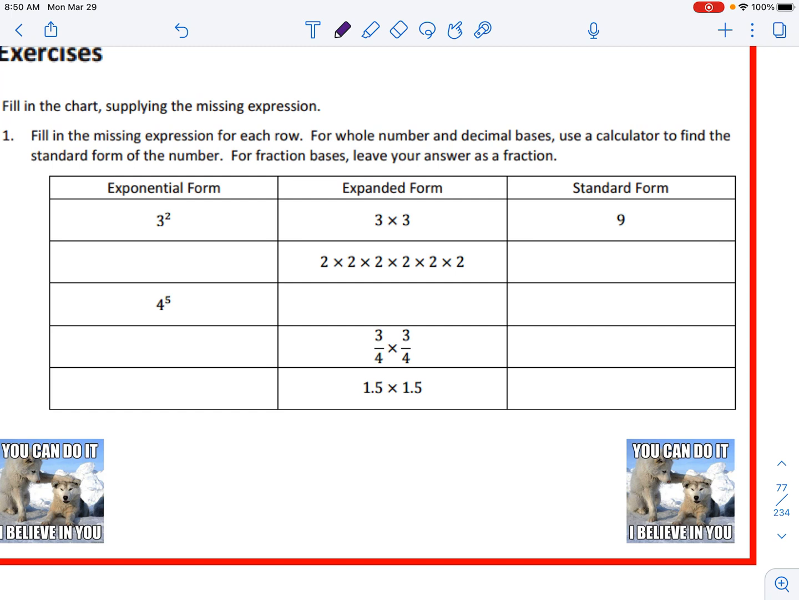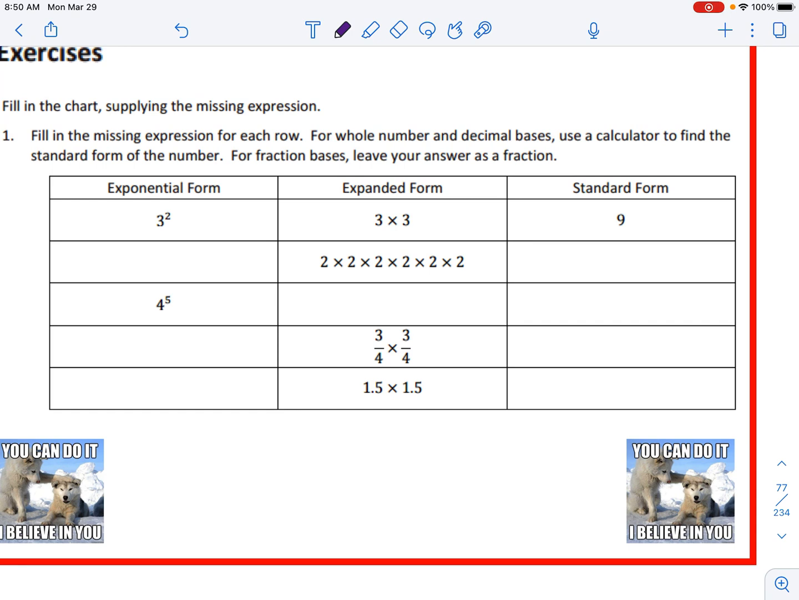So most of these we can solve without a calculator, except the third one, which is pretty difficult, but we'll talk about it. Okay? So the first row, we have 3 squared, 3 to the 2nd power, an expanded form that is 3 times 3, and the standard form is the answer, which is 9.